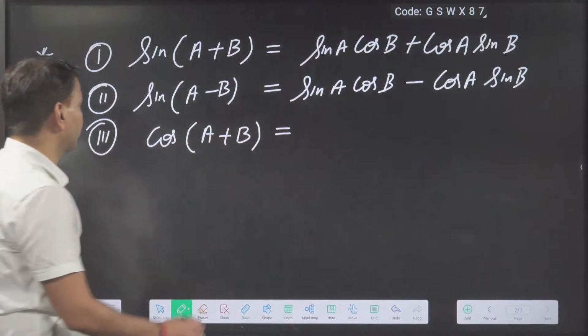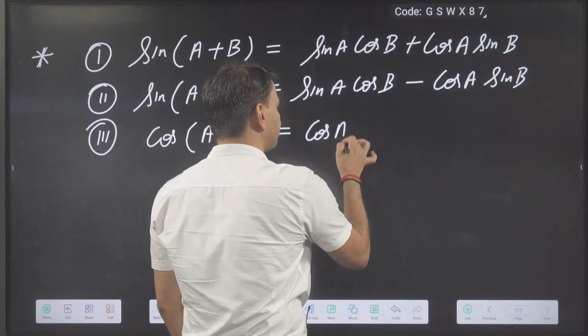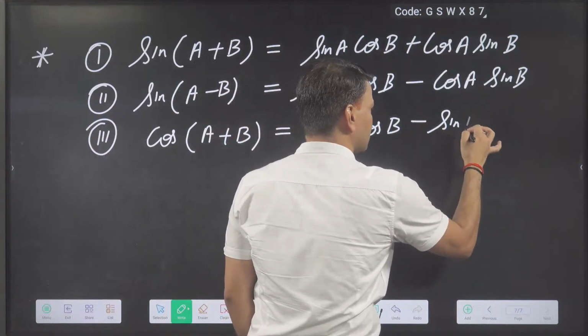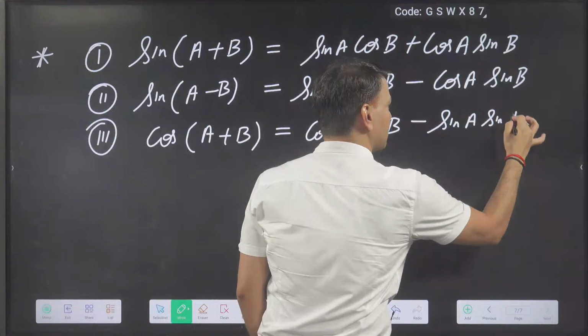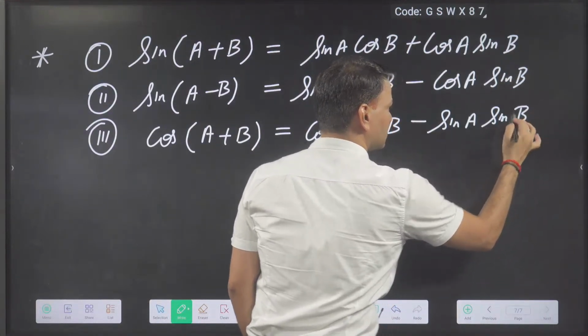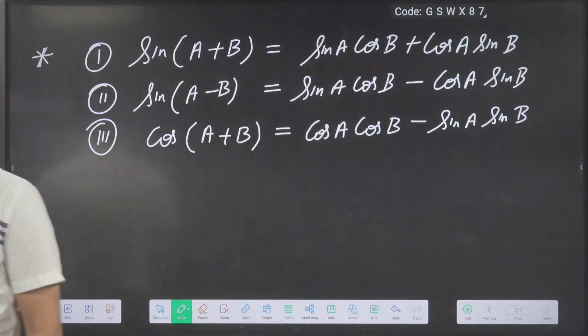So what we will say, cos A plus B is equal to what? Cos A cos B minus sin A sin B. So cos A plus B is equal to cos A cos B minus sin A sin B.